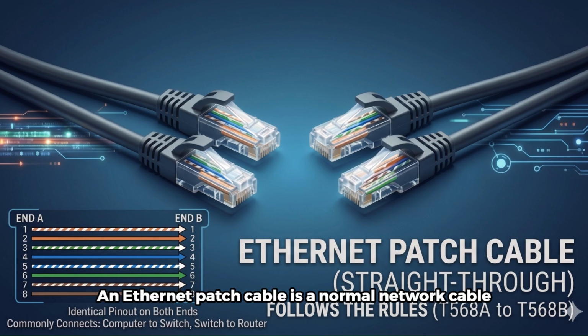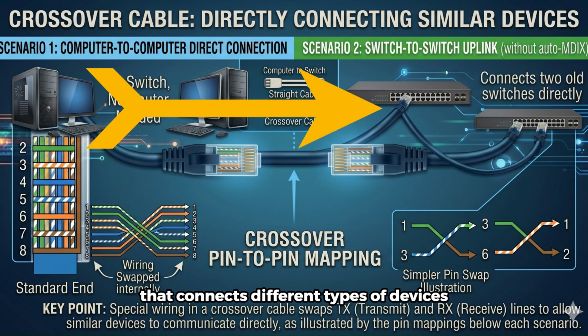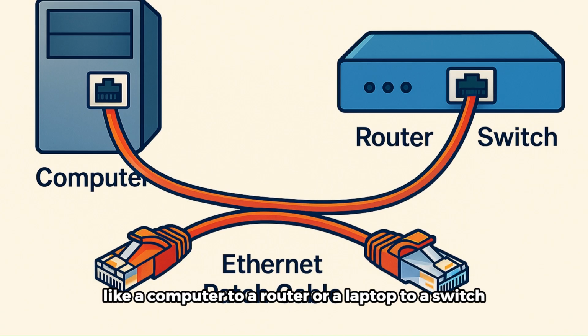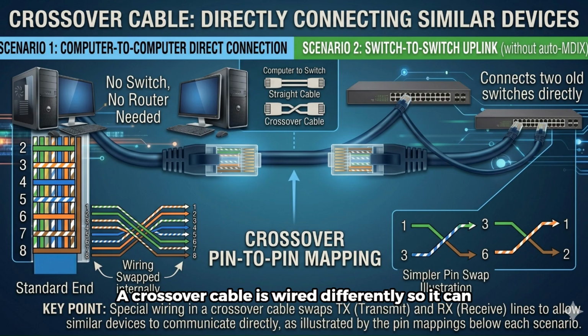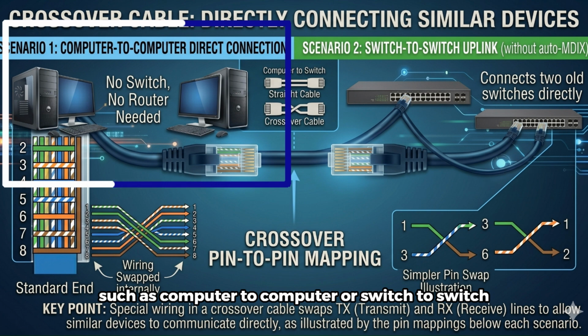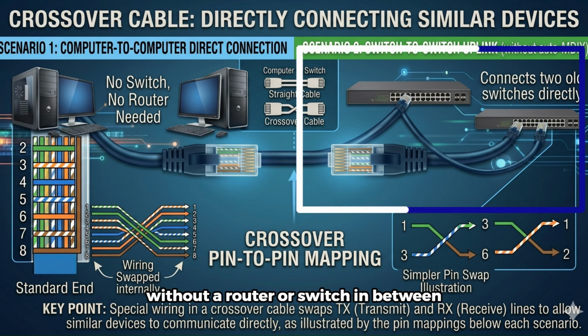An Ethernet patch cable is a normal network cable that connects different types of devices, like a computer to a router or a laptop to a switch. A crossover cable is wired differently so it can connect two similar devices directly, such as computer to computer or switch to switch, without a router or switch in between.